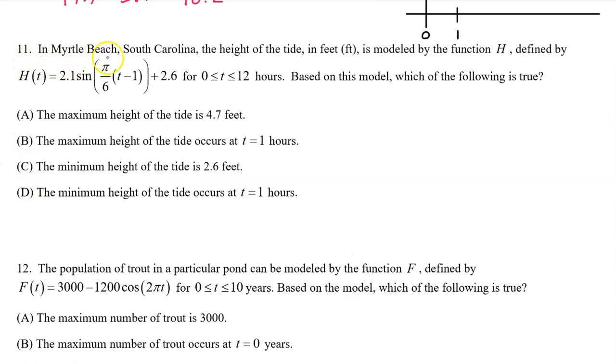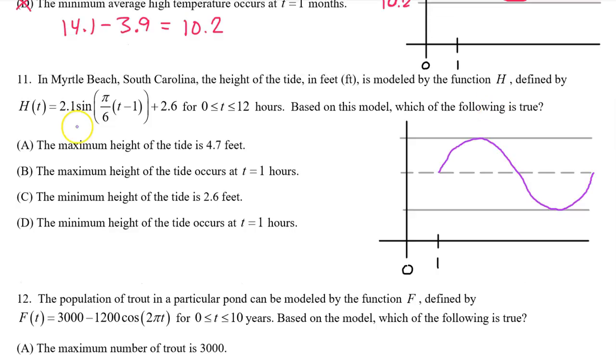Number 11. In Myrtle Beach, South Carolina, the height of the tide in feet is modeled by the function h, defined by h of t equals this expression, for the closed interval from 0 to 12 hours. Based on this model, which of the following is true? With a positive a value, this is a right side up sine function, so one period should look like this. Furthermore, I notice that we have a c value of -1, which means the phase shift is +1. So this period should begin right here at +1.